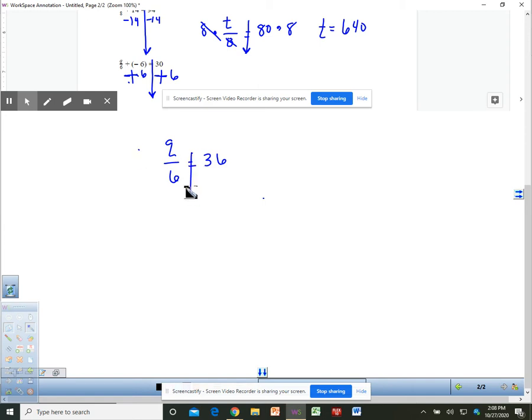Now I still got to solve this. My addition and subtraction is gone, so I have to get rid of my division. Multiplying, so q equals 216.